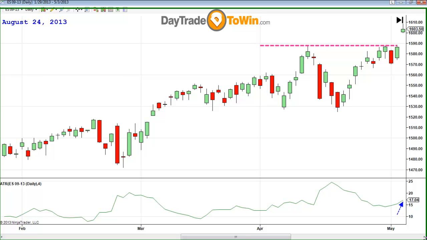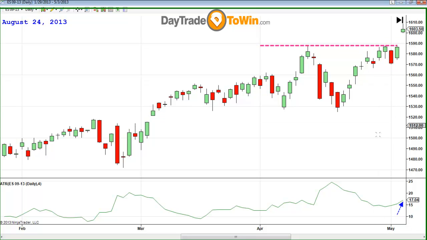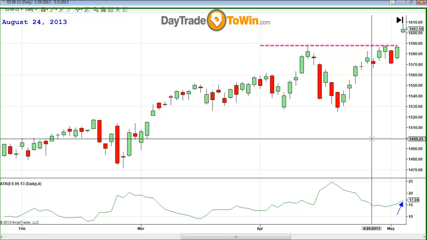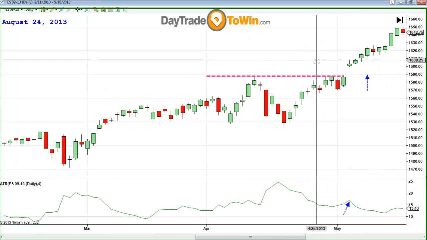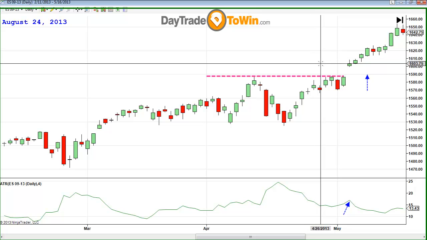Can it go to 20? Sure. Can it go to 30? Sure. But I'm not really hoping for that. I'm hoping for the current conditions to tell me what to do. So this 17 points is my expectation. As we move forward in time, if you're looking at this at about 1590, I could expect 1607, right? And the market went to 1607, right?